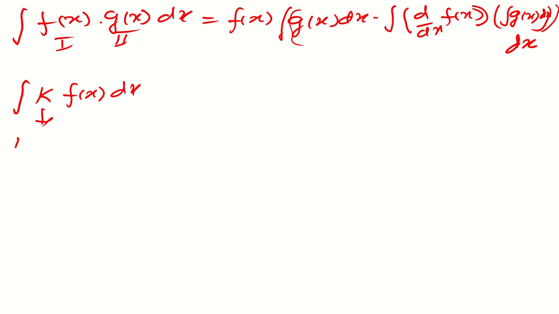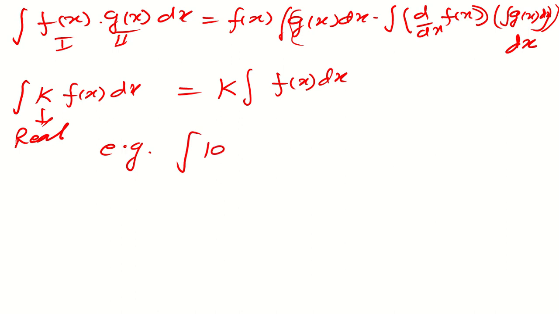Next, if you want to integrate a function which is multiplied by any constant k, a real number, what will it be? The real number will go out of the integration and the variable part will be integrated. For example, if you have to integrate 10 sine x, how will you integrate it? 10 will go outside because it is a constant. Take care, students: only a constant number goes out, no variable part will go out.